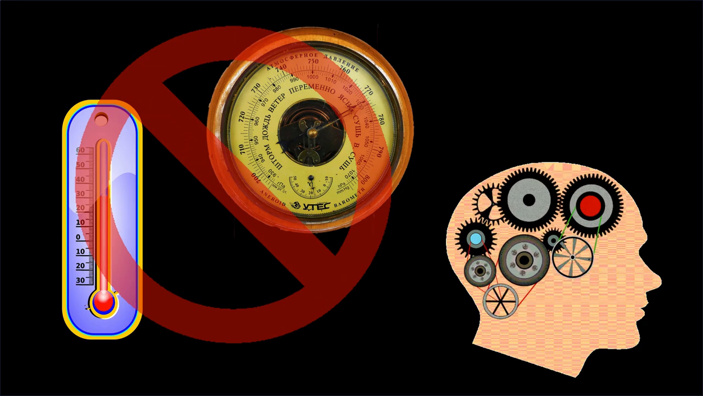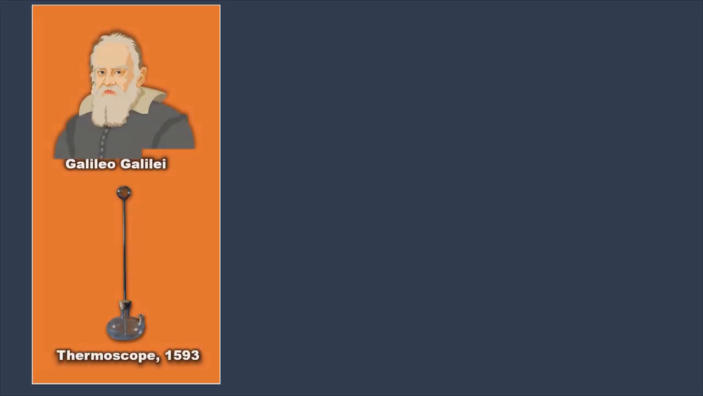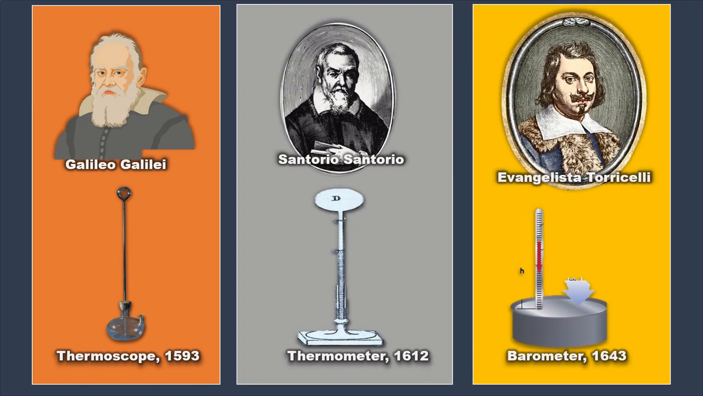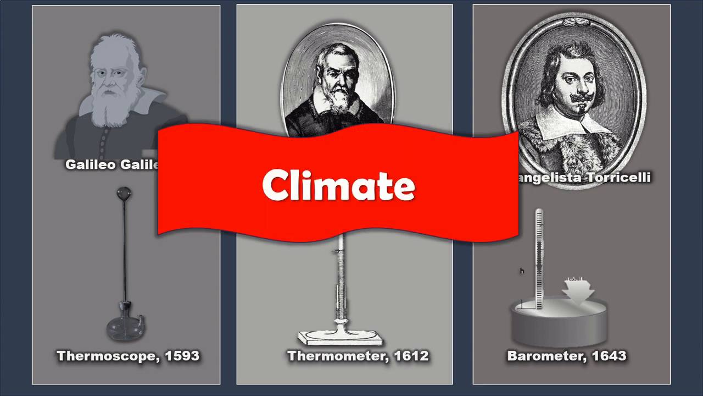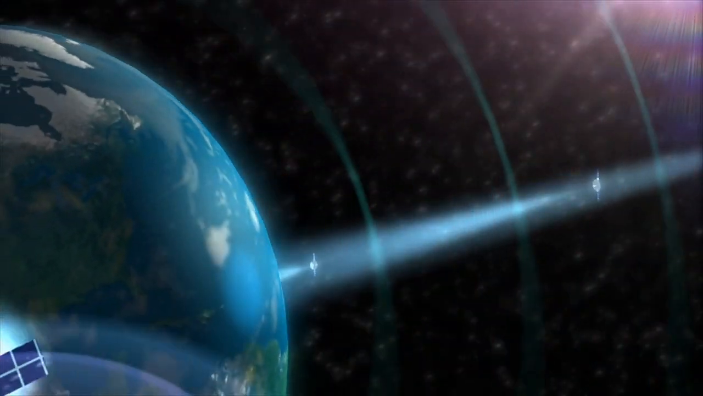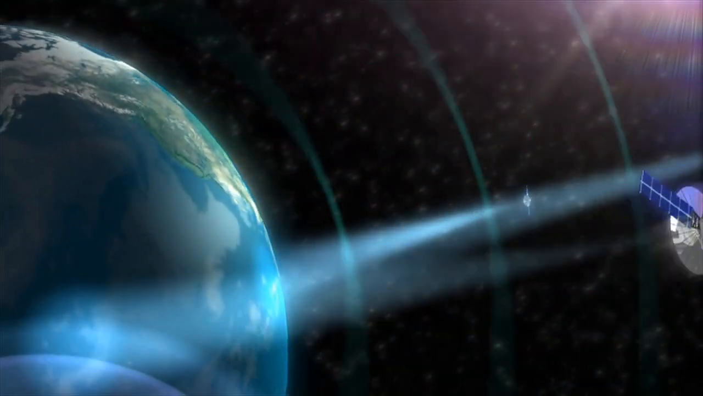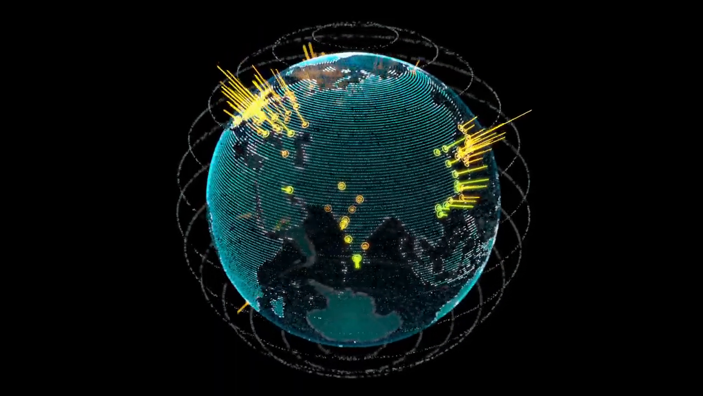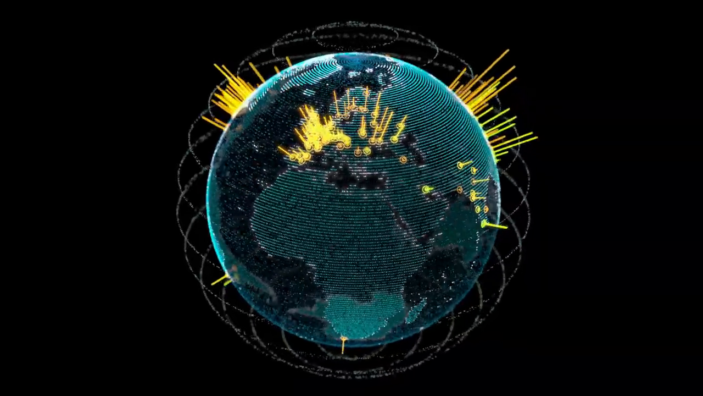And it wouldn't be until the invention of instruments, like Galileo's thermoscope in 1593, the thermometer in 1612, and Torricelli's barometer in 1643, that climate could be measured with precision. Fast forward to the modern era. Across the globe, tens of thousands of weather stations continuously monitor and report meteorological data. These data streams are collected by national meteorological services, compiled by global climate databases, and analyzed by atmospheric scientists.